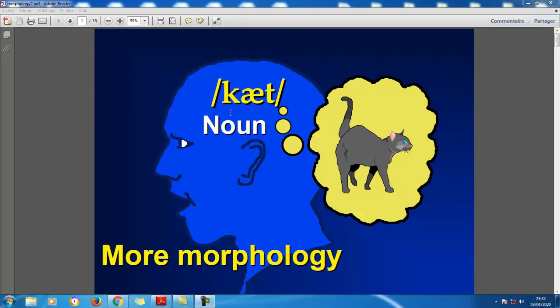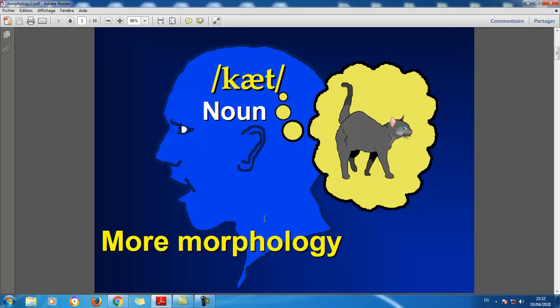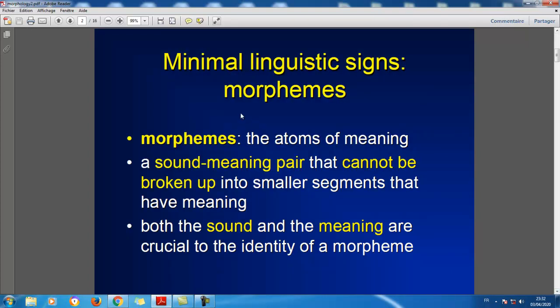Another piece of information that we are supposed to include in our mind, in our linguistic intuition about the word cat, is that it is a noun, and this is its syntactic category. So these are different pieces of information that we are supposed to bear or to hold in our mind here. Now, we can talk about the notion of a word from a different angle, from a morphological point of view.